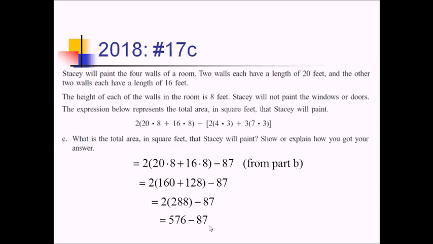And then we'll subtract 87 from that. I could do this with long arithmetic, but you can do that if you want. That would be, let's see, 576 minus 80 would be 496, minus another 7 would be 489. So I'm just doing it in pieces here, and that is in square feet.